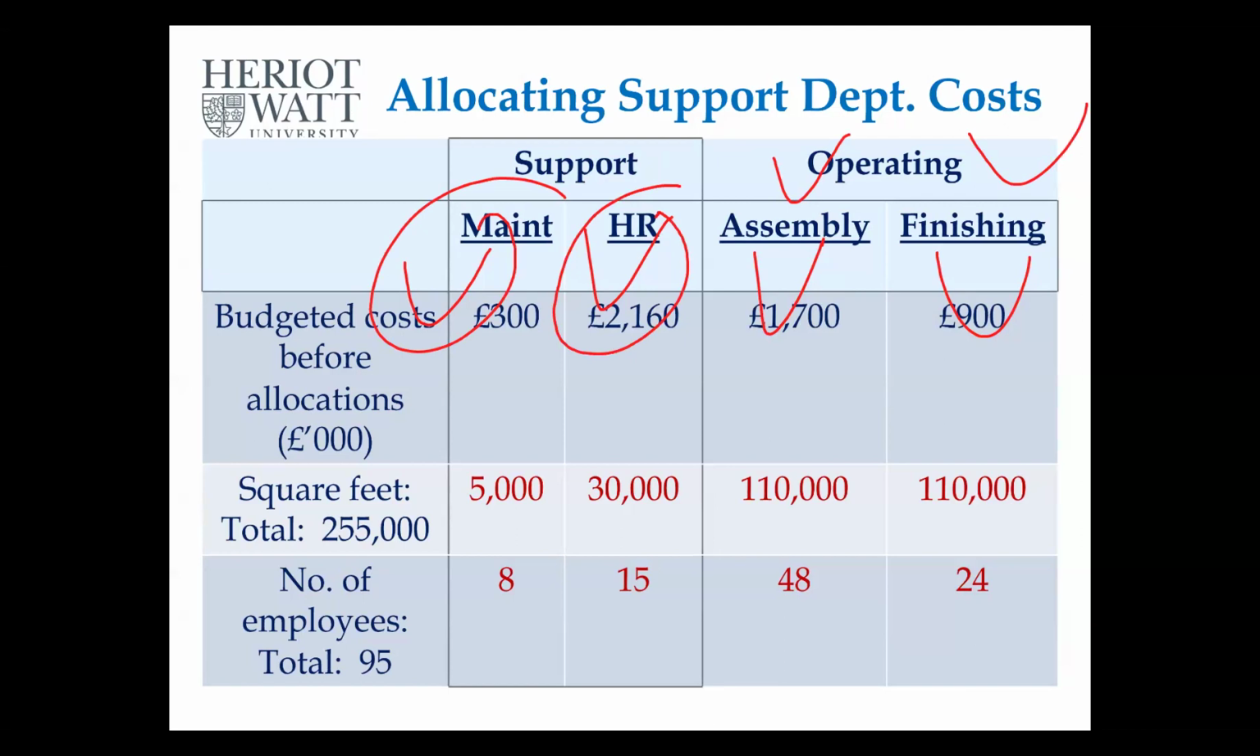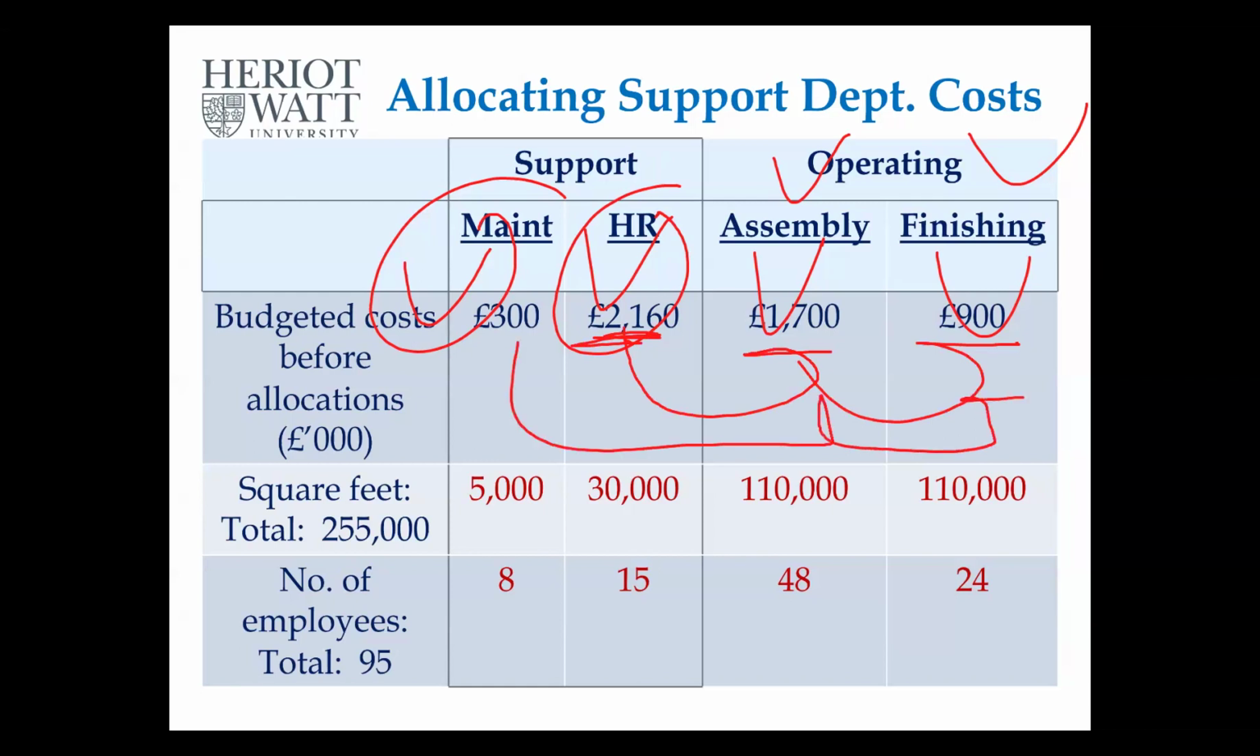Now, when you're doing the allocation, you have to find the means of having the costs that are in the support departments end up in the operating departments, until you remain with zero cost in any of the support departments. I'll repeat that. The idea is, every cost that we have in the support department should end up in the operating department. That's where we need the cost.